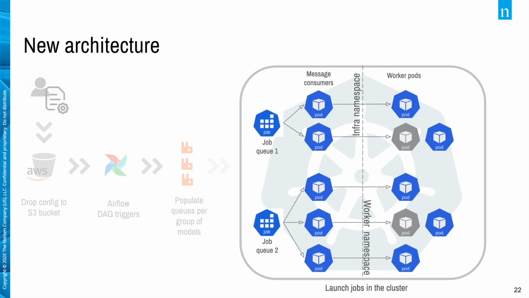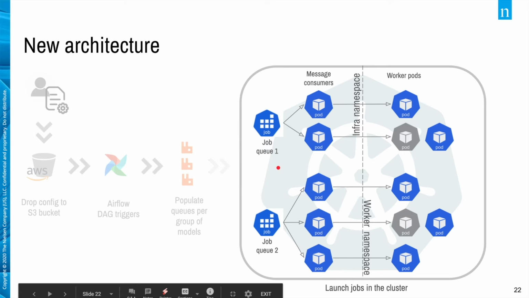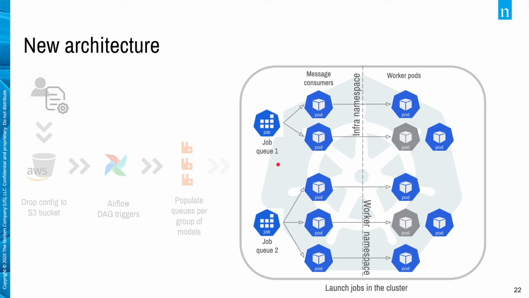The next step, the Airflow DAG launches objects called jobs inside the cluster. Here you can see this job number 1, which is responsible for queue number 1. So all the message consumer pods that will be working on this job will be reading messages from queue number 1. So each message consumer will read a message and then deploy another pod, which is the worker pod, and this is the component that will actually execute the machine learning pipeline. Once the building of this model is done, the message consumer pod will read another message and so forth.